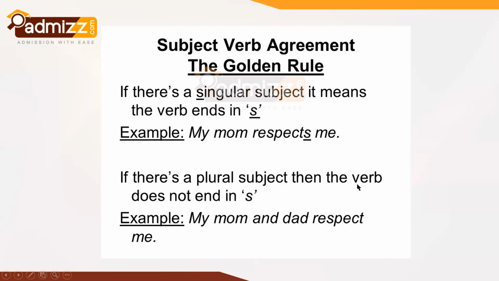If there's a plural subject, then the verb does not end in s. For instance, in this case, we're talking about two people, my mom and dad respect me. So my mom and dad are two people, so plural. That's why the verb should be plural as well, which in this case is respect without the s. Respect only. So hopefully this is clear to you guys as well.